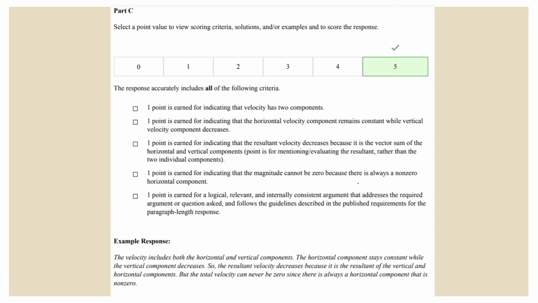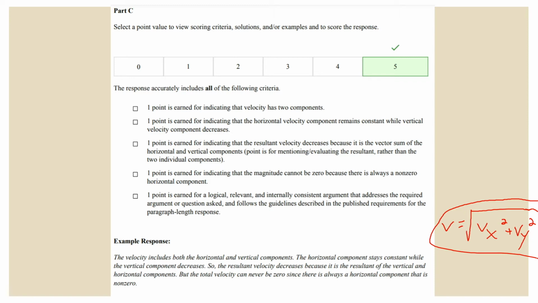Notice you didn't need to say here vector sum. And it says, but the total velocity can never be 0 because there's always a horizontal component that is non-zero. Again, as I've said many times, but didn't necessarily show in this explanation, the equations guide everything. And if you recognize here that when they ask about velocity, they mean resultant velocity, and that resultant velocity is given by this equation, that's really the way to go on this question.